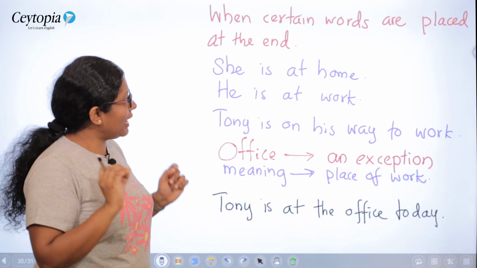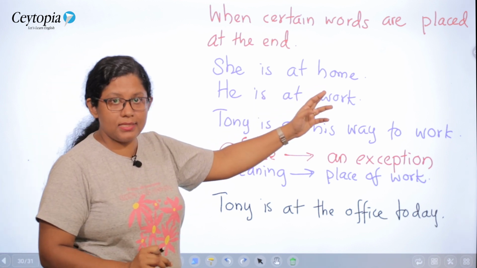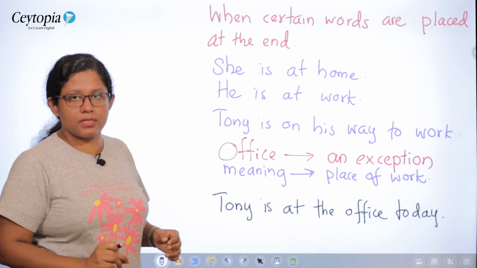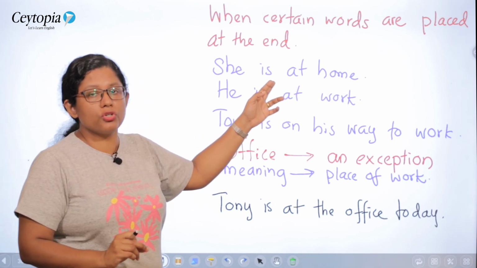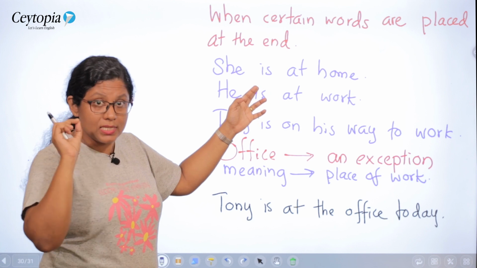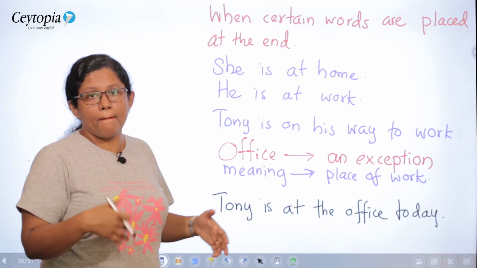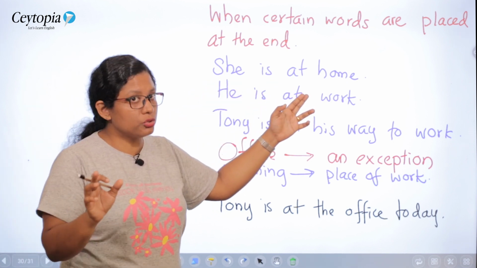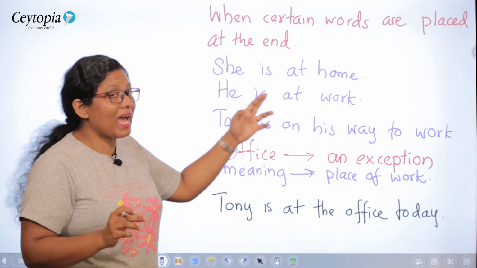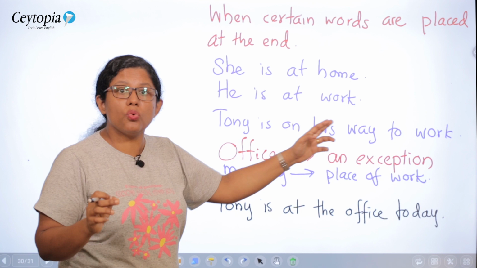Similarly, when you have certain words placed at the end of your sentence, they work as adverbs sometimes. And before those nouns, you don't use the. With these special nouns, what are they? Home, work, school, bed, things like that. She is at home. You don't use the here. He is at work. You don't use the. Tony is on his way to work.